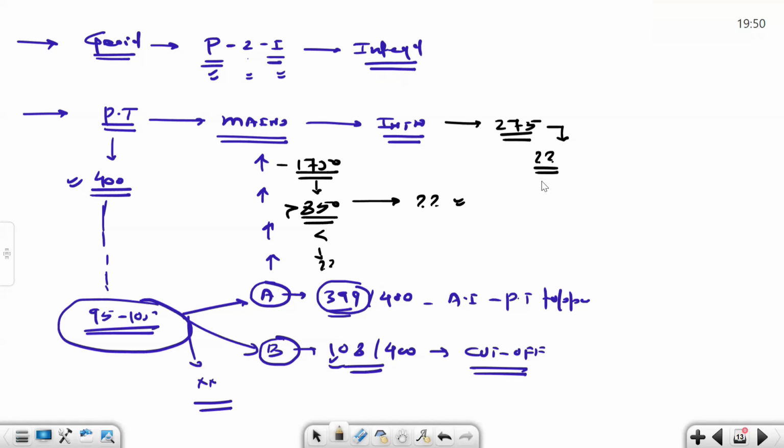200. 200 is not possible. No, 200 is possible, provided we are prepared enough. Yes, people have got around 240 marks also, the highest in interview. So it's possible, but we need to be very, very well prepared for that. Okay, understood.